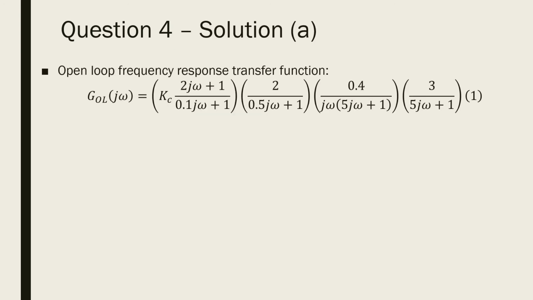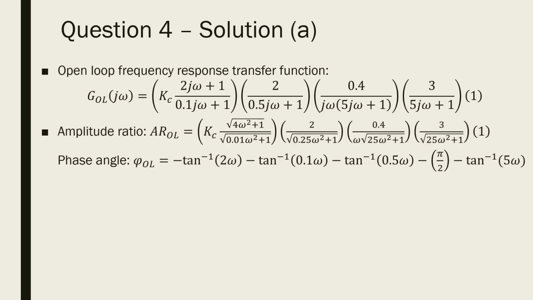From the open loop transfer function given by the product of Gc, Gv, Gp, Gd, and Gm, we have the open loop frequency response transfer function as shown. The amplitude ratio and the phase angle are calculated as follows.